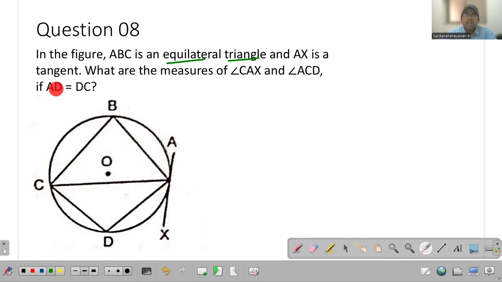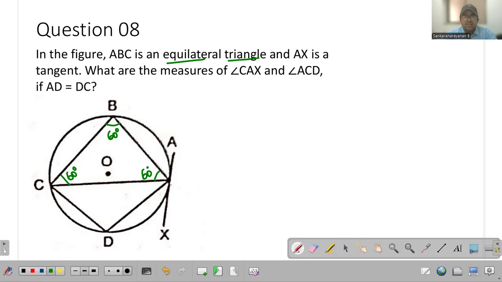It is given AD is equal to DC. So, what I will do is I will convert everything that is given here. I will write down ABC is an equilateral triangle. So, I can see that this is 60 degrees. I can see that this is 60 degrees. And I can see that this also will be 60 degrees. Fine.